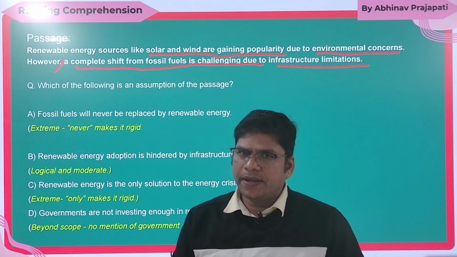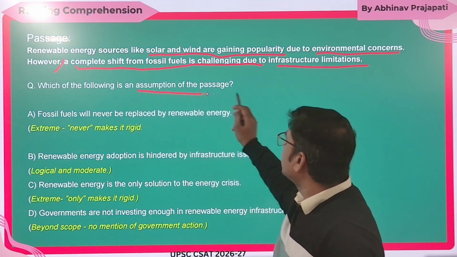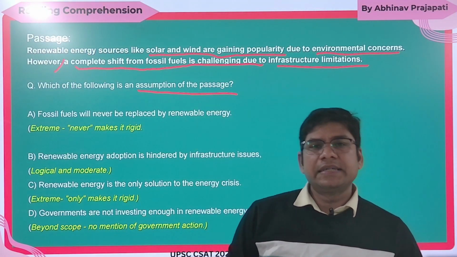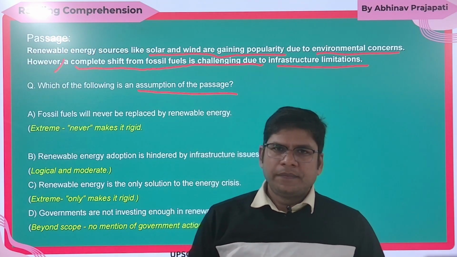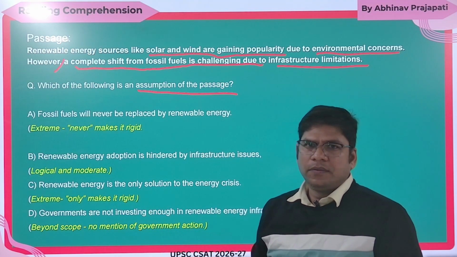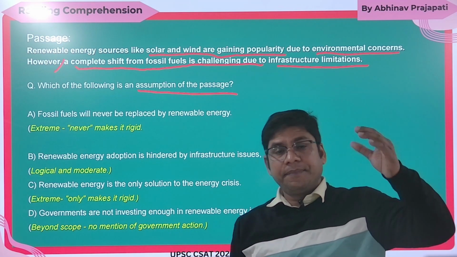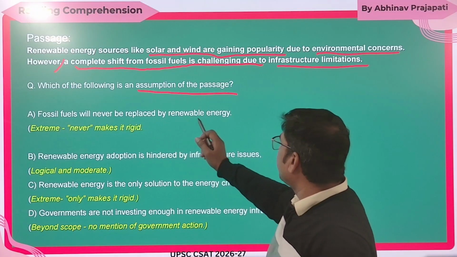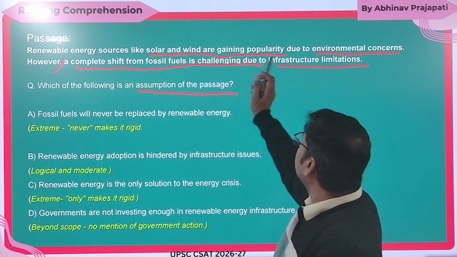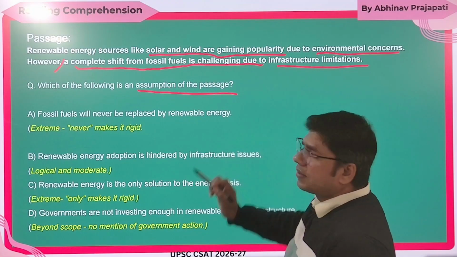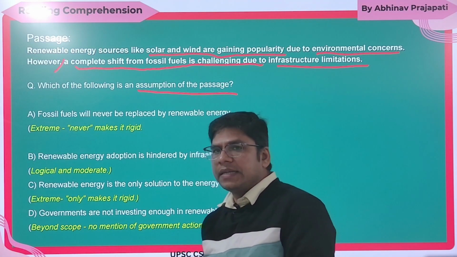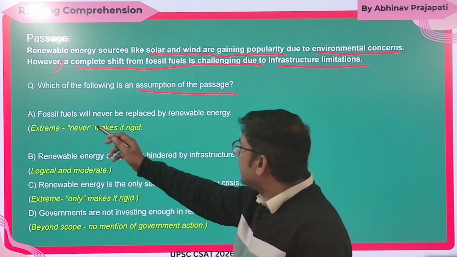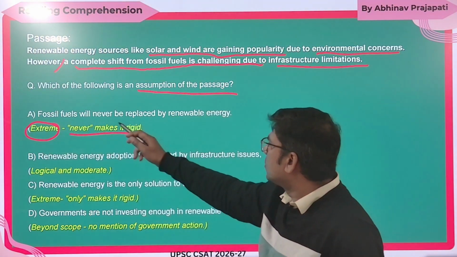Okay, now which of the following is an assumption from the passage? Again, an assumption is something that is not directly mentioned in the passage. We have to draw from the passage what the author was thinking before writing this passage. So, fossil fuel will never be replaced by renewable. He is not saying that; he is saying a shift is challenging due to infrastructure. The infrastructure is not there, that's why switching over completely from fossil fuel is not possible. But "never" is an extreme word, so this option makes it rigid, so this is not correct.